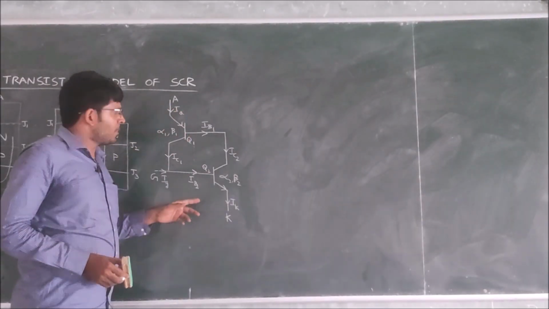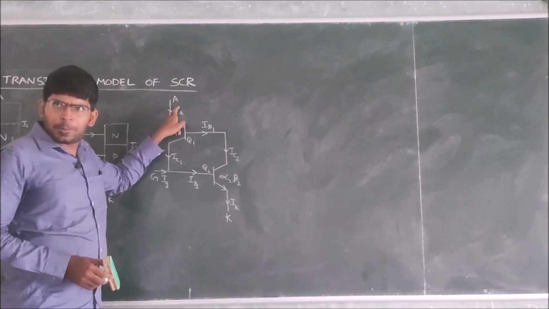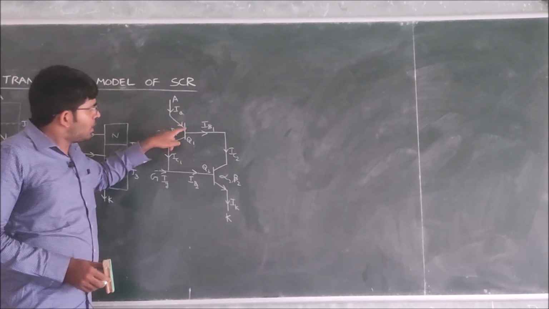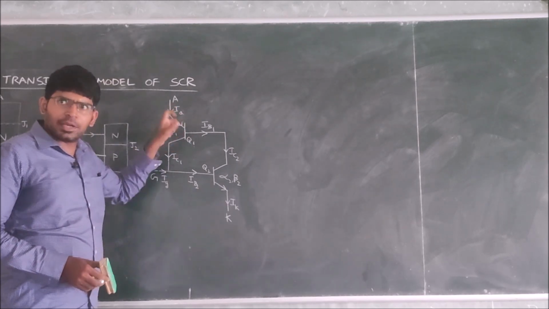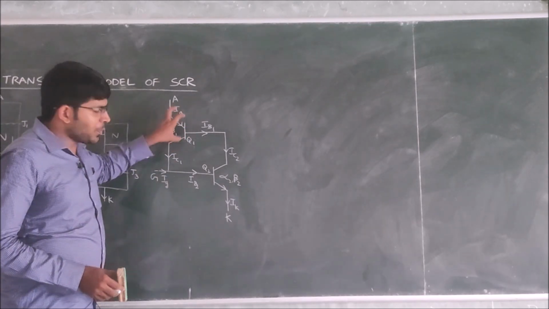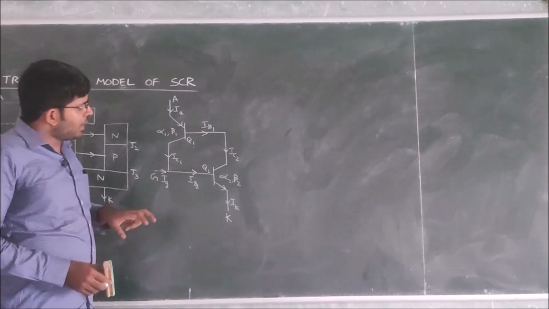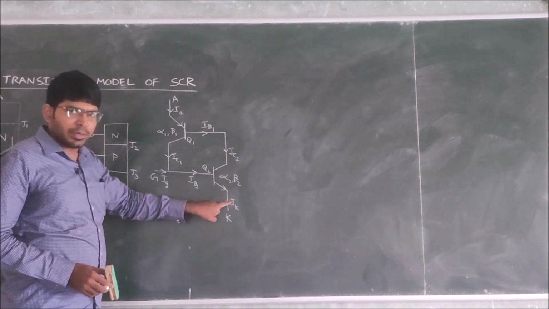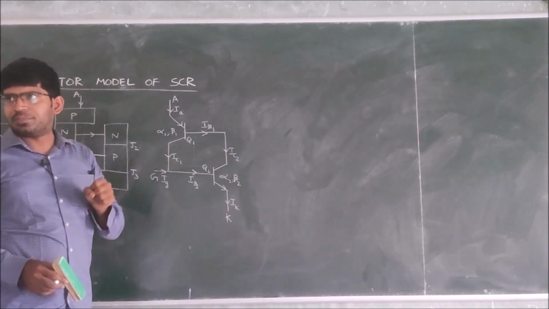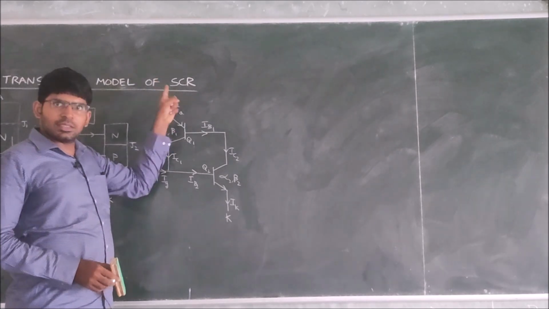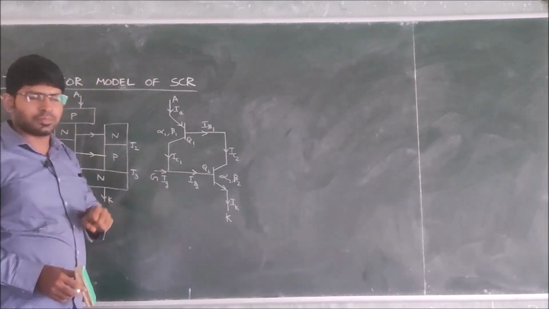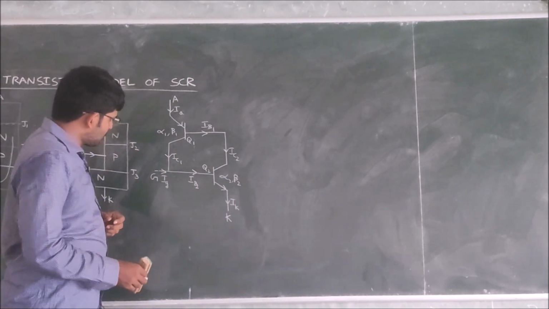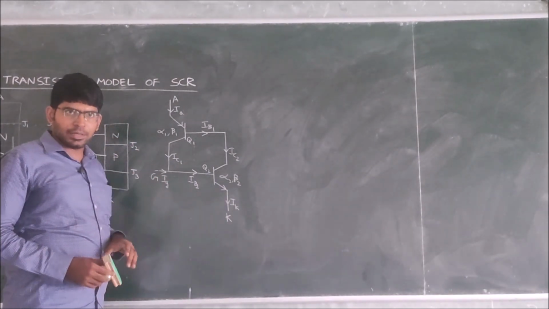Now this is the anode. For this transistor Q1, the anode current is nothing but the emitter current because this is a PNP transistor. And for this transistor, the emitter current is nothing but the cathode current. We have anode current, that is the emitter current of the first transistor. We have cathode current, that is the emitter current of the second transistor. And here we have gate current.